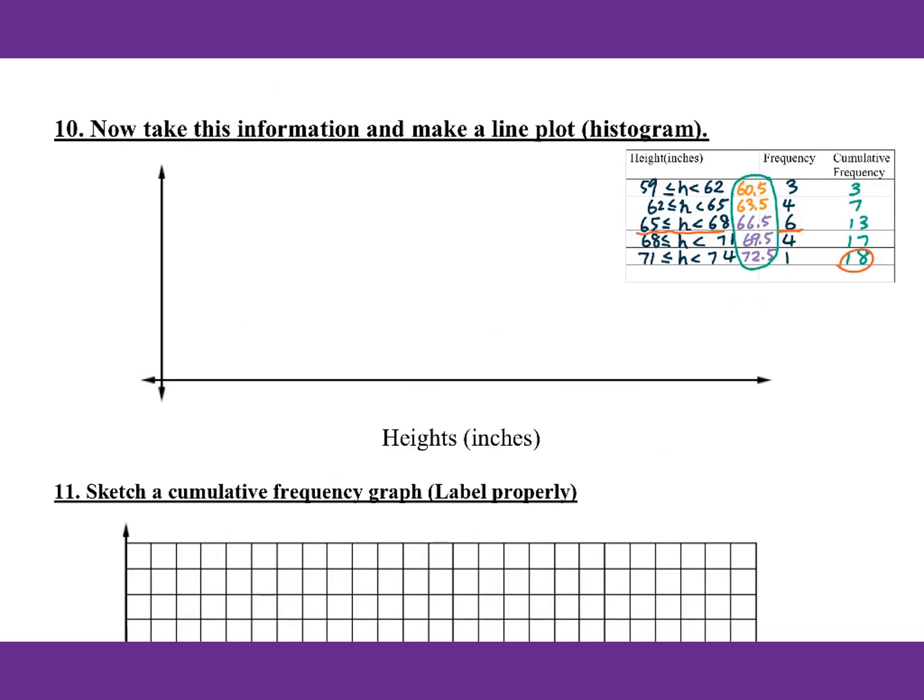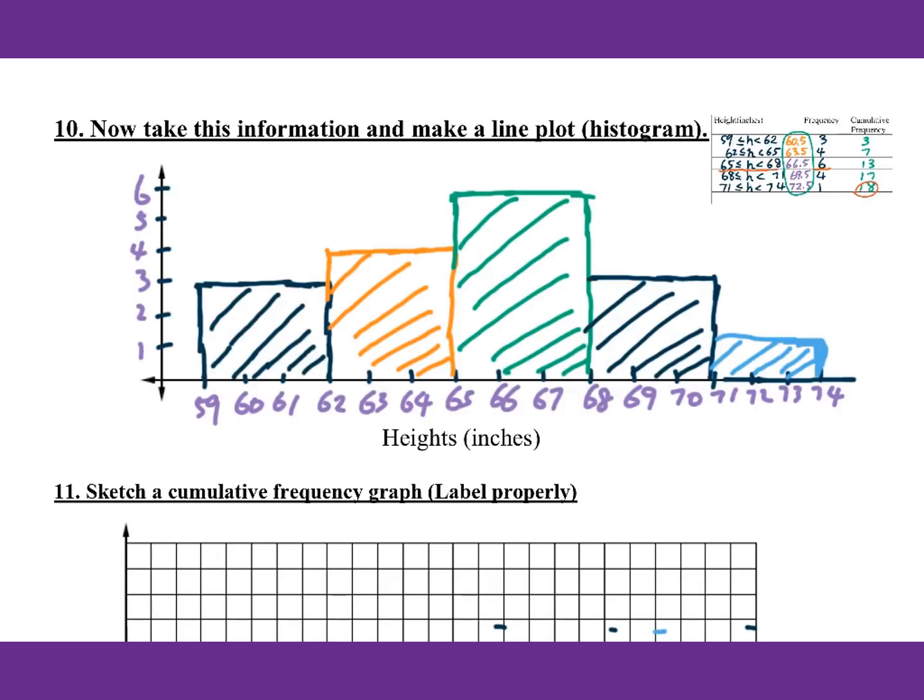For number 10, take this information and make a histogram. Remember, for continuous data, all bars are connected. Then you can draw this histogram like this. Remember, no space between each bar because it's all connected.